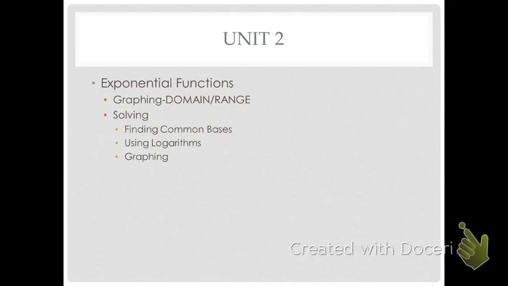All right, Unit 2, we did exponential functions. We obviously did a lot of graphing. We know our domain and range, and then we solved them. We had different ways of solving exponential functions. We would solve by finding common bases. So that's kind of like 81 times 9 to the x equals something. We have our common base of 9. Right? We solve by using logarithms, and we solve by graphing.